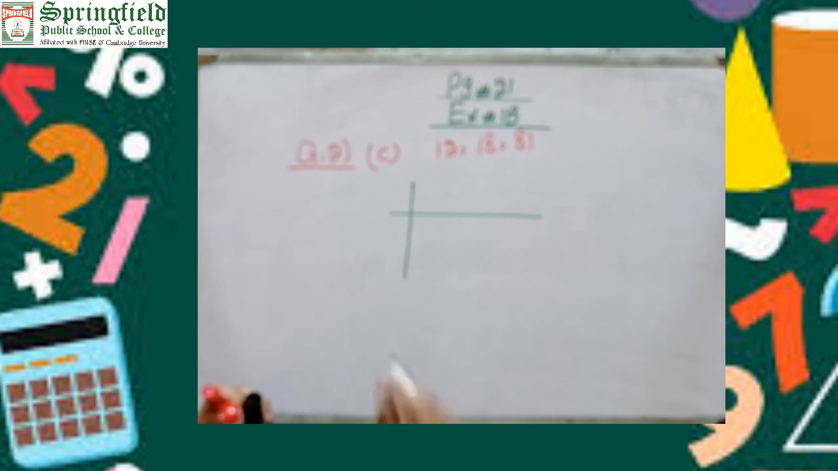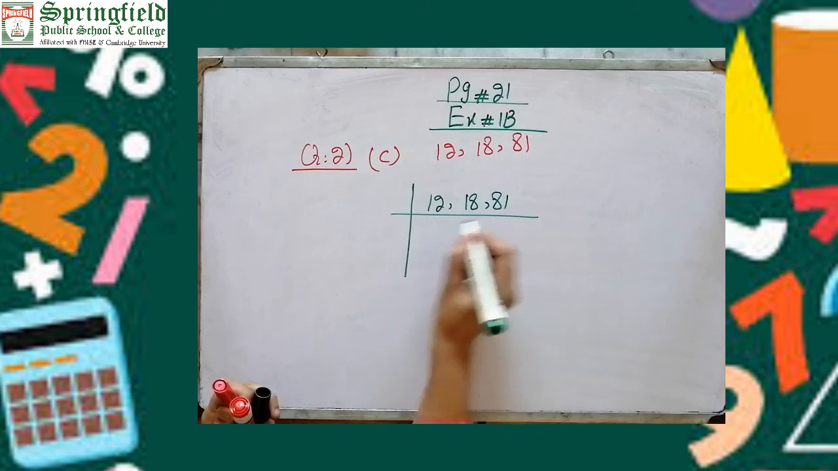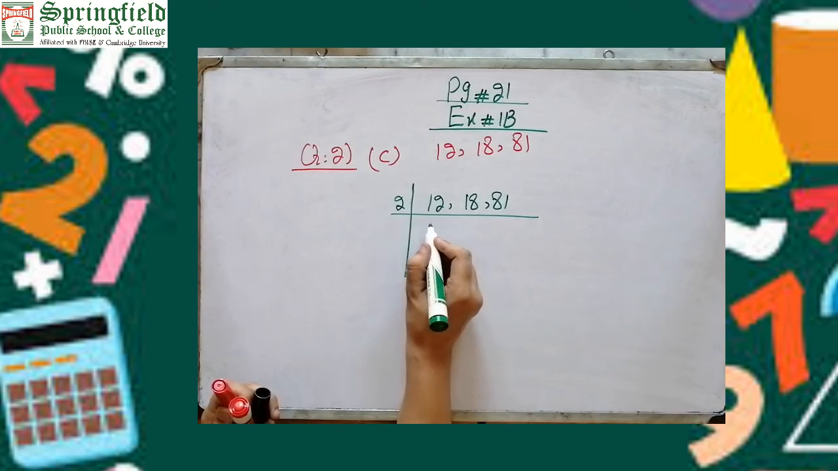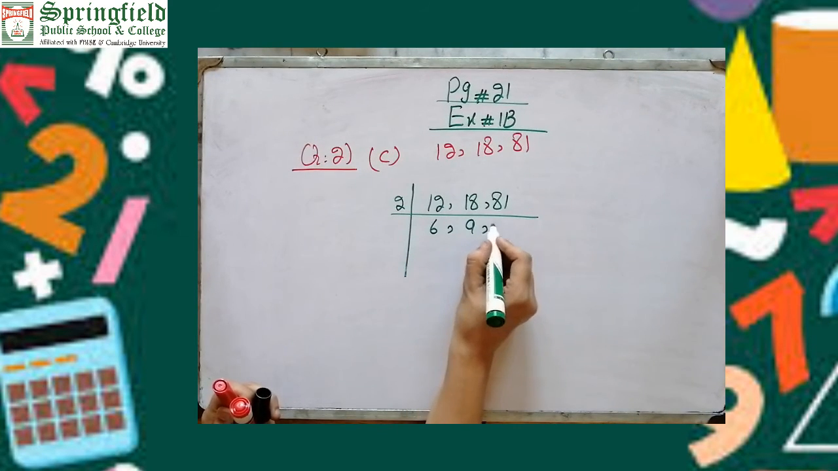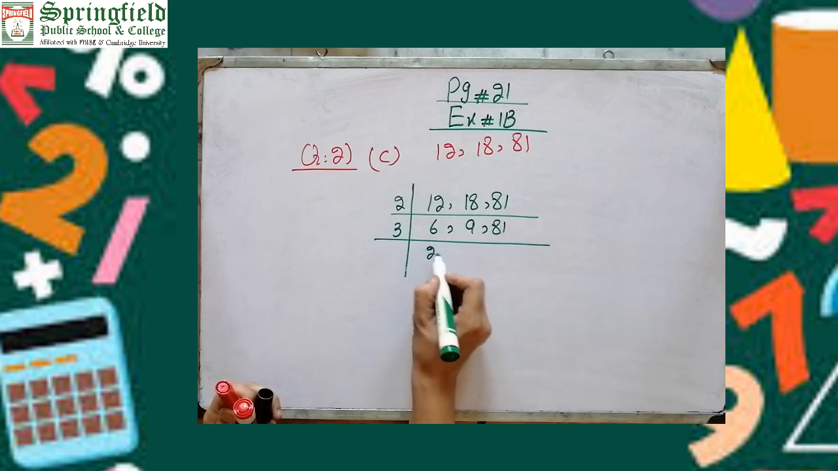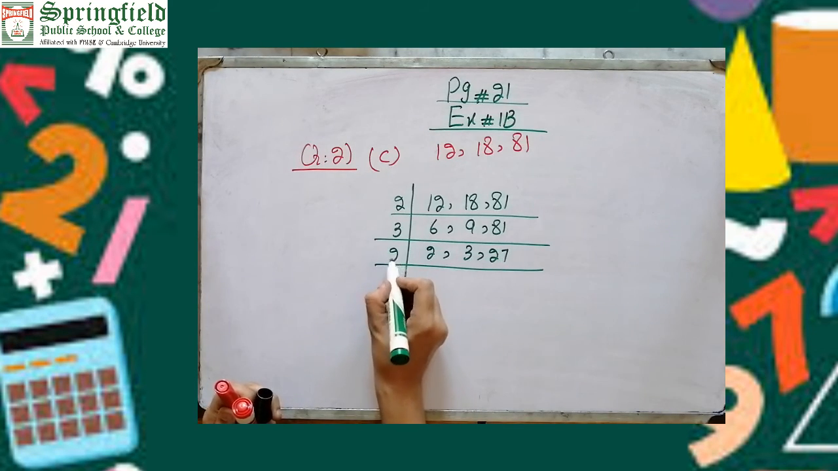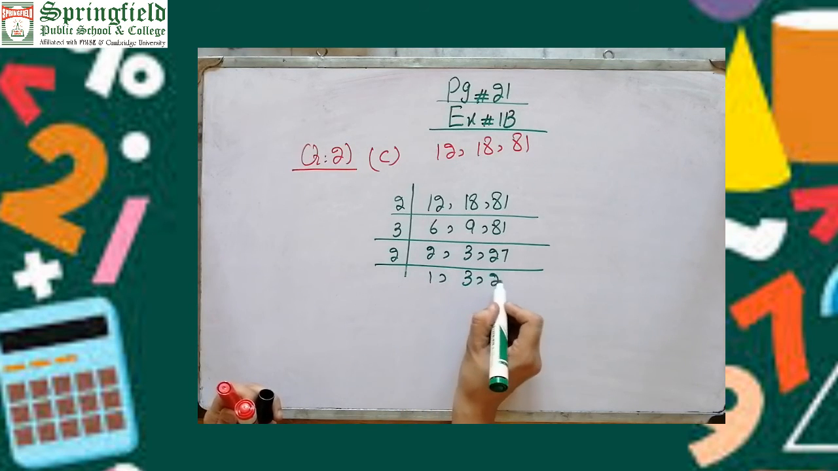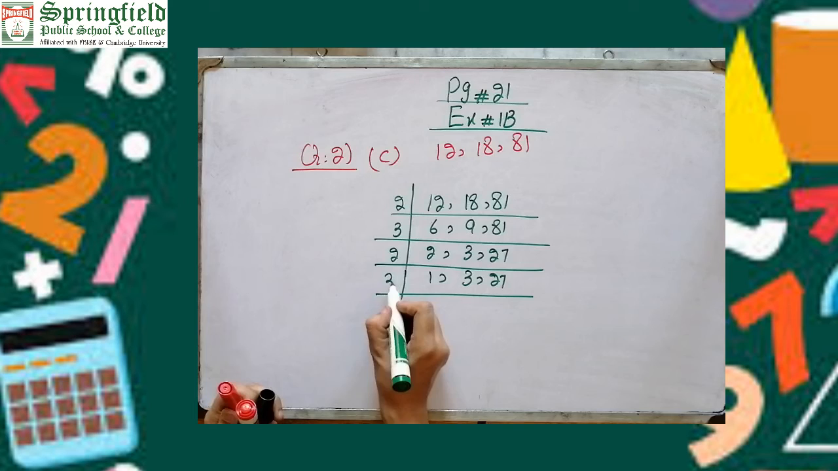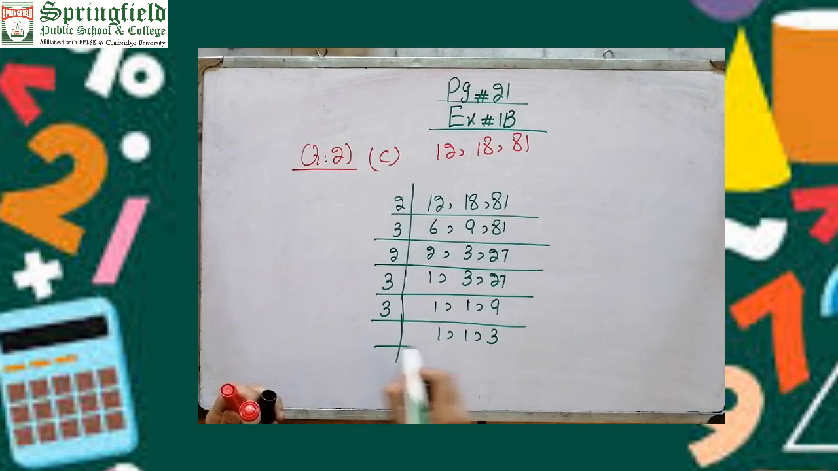Okay, I will choose the second method. 12, 18 and 81. I will start from the table of 2. 2 6s are 12, 2 9s are 18, 81. Okay, I can use the table of 3. 3 2s are 6, 3 3s are 9, 3 2s are 6, 3 7s are 21. Table of 2: 2 1s are 2, 3, 27. Table of 3: 3 1s are 3, 3 9s are 27. 1, 3 3s are 9. Table of 3.